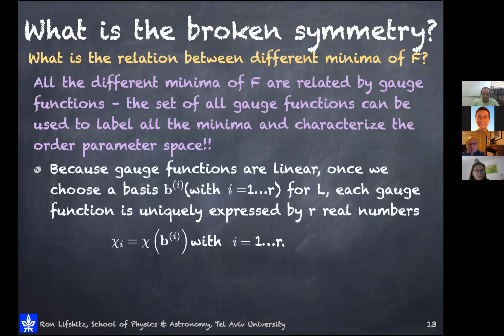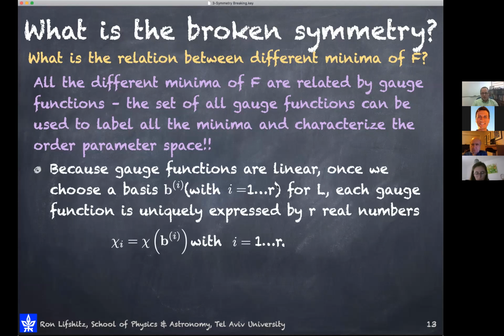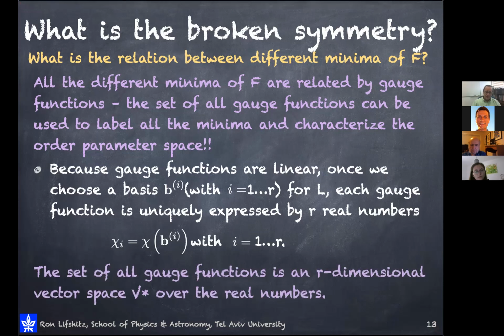Now, let's see what the structure is. Because these gauge functions are linear, as I mentioned, once we choose a basis, and I'm talking about finitely generated sets of wave vectors, so once I choose a basis containing R vectors for L, each gauge function is uniquely expressed simply by R real numbers, the value of the gauge function on the basis vectors. So the set of all gauge functions is very simply an r-dimensional vector space, which I call V star, over the real numbers.